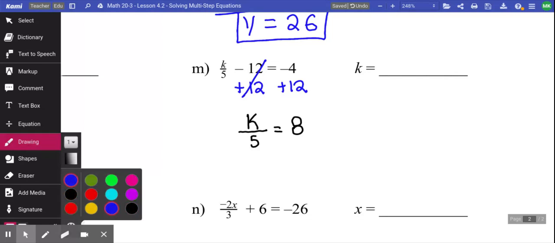So the next number I need to move is that 5. I times both sides by 5 to get k equals 40, which I saw a lot of you guys had, which is good.